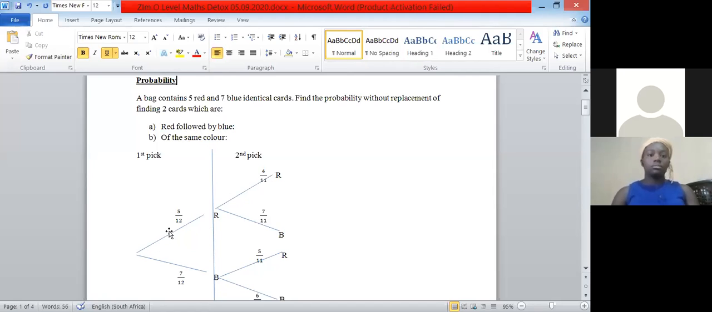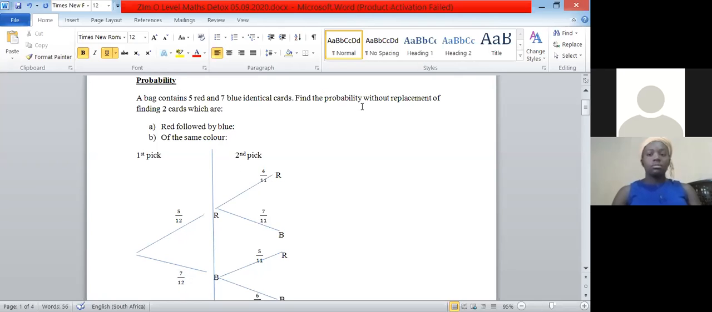The branches are representing the possible outcomes. On the first pick, the person is going to either pick a red card or a blue card. In the first case, we have got 5 red and 7 blue, so the total number of cards is 7 plus 5, which is 12. That's our total possible outcome, 12, which is the denominator. The probability of picking a red card on the first pick will be 5 out of the 12, and of picking a blue card on the first pick will be 7 out of the total 12.